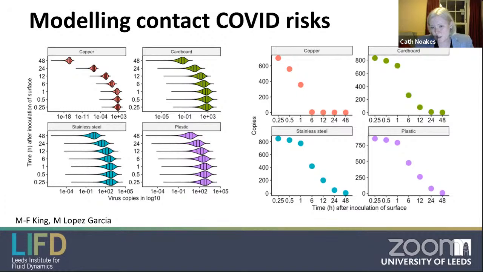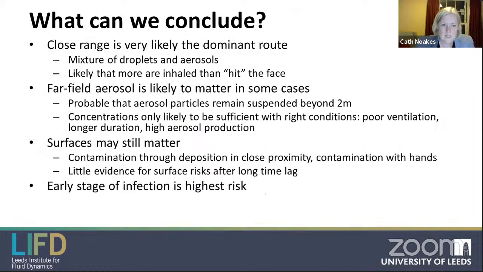And I think it shows that actually the risks after a long time are going to become very, very small quite quickly. So just to finish up then, what do we know so far? We still have a lot of gaps, but I think that close range transmission is the dominant route, that mixture of droplets and aerosols. And I think it's quite likely that the main route you're going to get those is you're probably going to inhale them, even the bigger particles.